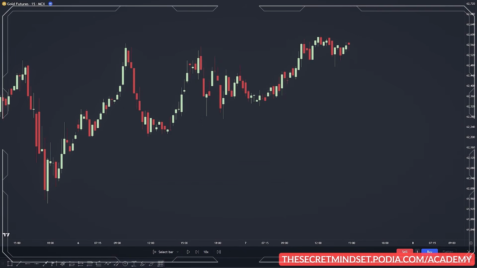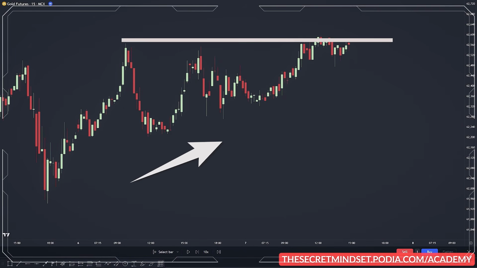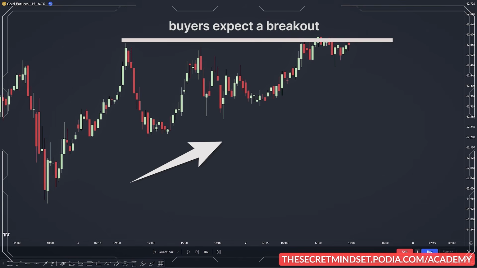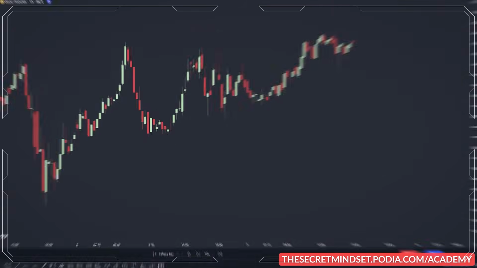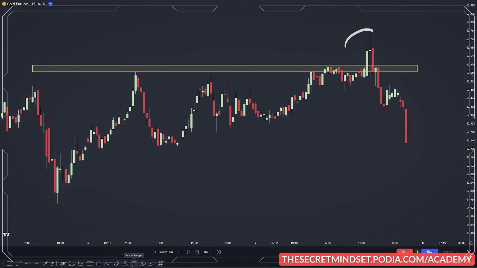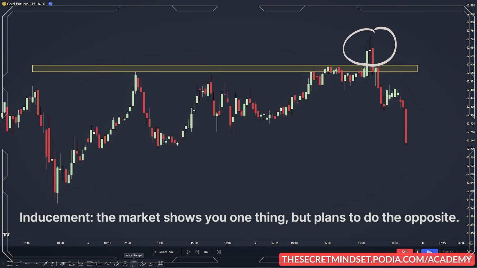So picture this, the price is going up, and it looks like it's about to break through a high point. Traders who like to buy when prices break out will be itching to get in, and anyone who's betting on the price going down will have their stop losses ready to go if it breaks that high. This is exactly when the big players, the smart money, decide to sell. They are betting the price will drop. This is inducement. The market shows you one thing, but plans to do the opposite.